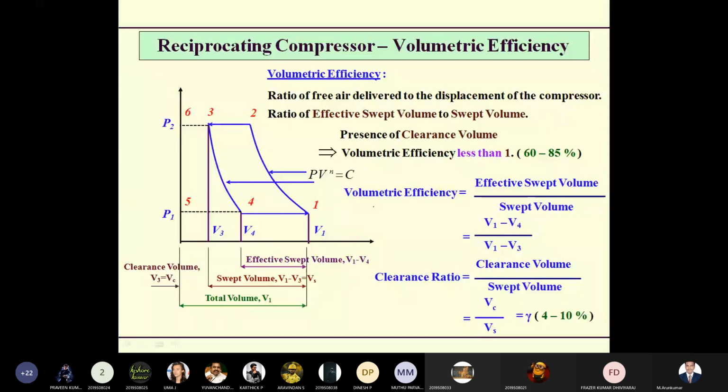So we have the volumetric efficiency equation as effective stroke volume divided by stroke volume. You know the equation, that is (V1 minus V4) divided by (V1 minus V3). So we can have the clearance ratio as clearance volume by stroke volume, that is VC by VS. That can be your gamma, that is around 4 to 10%. That is the clearance ratio.